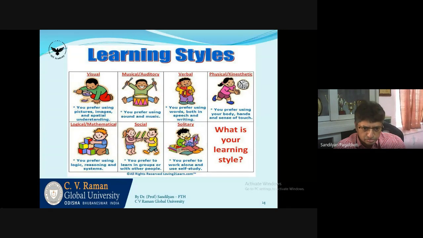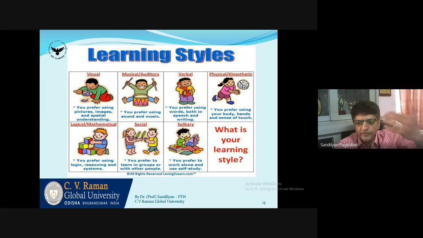So of course they have shown a few more here. A solitary learner who works alone, a social learner who learns in groups, a mathematical or logical learner who follows reasoning. So every student is a particular kind of learner, and every teacher also has a particular style of learning for himself. Please try out yourself, find out about this, and then adapt your sessions accordingly. Can we move on?